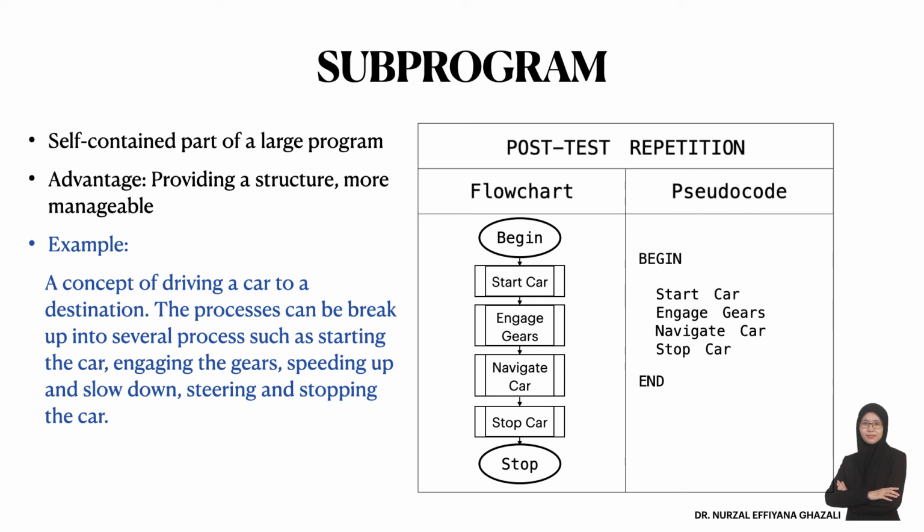Now, I give an example where we want to drive a car to a destination, so we have several steps to be taken. Here, I list out four related steps, which are start the car, engage the gears, navigate the car, and stop the car when we reach the destination. In each subprogram, you have the steps that should be taken, where it will involve all the operations that we discussed before. So, this is how the subprogram works.